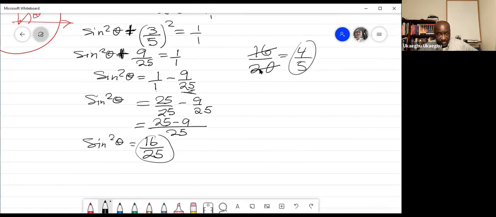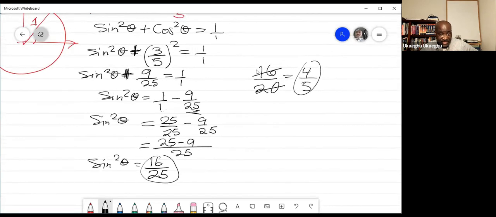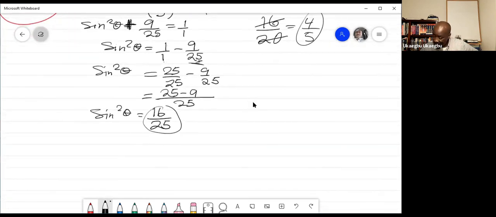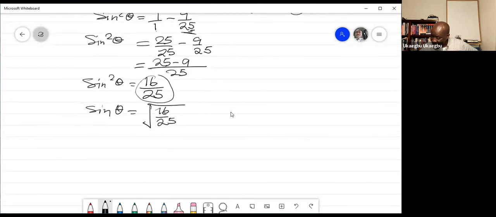Okay? All right. So now, remember the question says that we should be solving for sine theta, right? So sine theta is going to be, you take a square root on both sides, of 16/25. And then here you can simplify. So sine theta is going to be 4 over 5. It is sine theta that is 4 over 5. It is not sine squared theta that was 4 over 5. So this point is correct. This point is also correct.